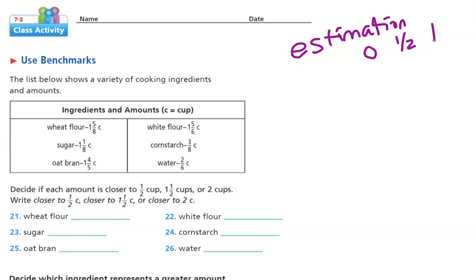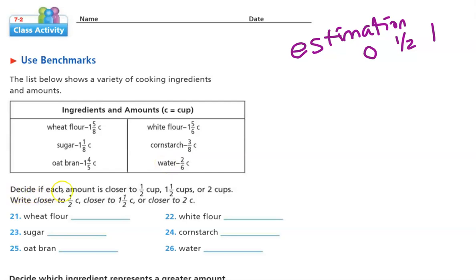So the last part of this assignment is talking about a recipe to make sure you have about enough of the amounts to make whatever you're trying to make. Now, obviously, when you bake, you want to use exact, but if you were maybe looking in your pantry to see if you needed to go buy some more supplies, estimation is a great thing to use. So it says, the list below shows a variety of cooking ingredients and amounts. So these are your ingredients and amounts, C equals cup. And you've got these 2 different kinds of flour. You've got sugar, cornstarch, oat bran, and water. Sounds like maybe they're making some oatmeal cookies or something.